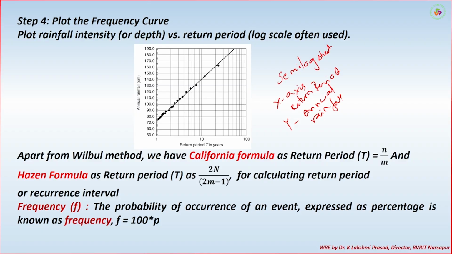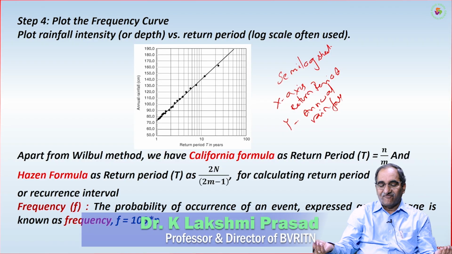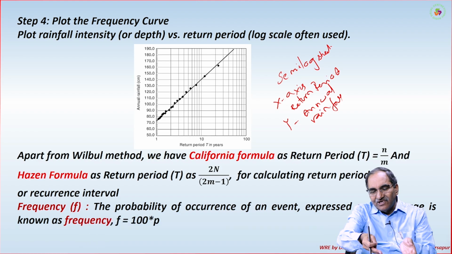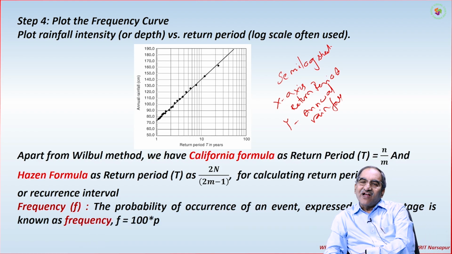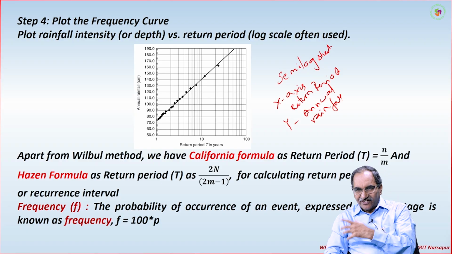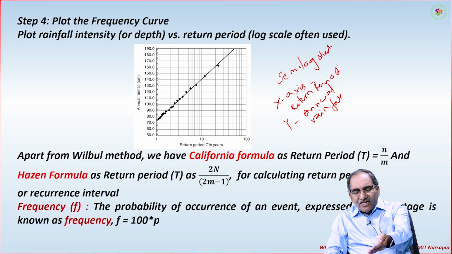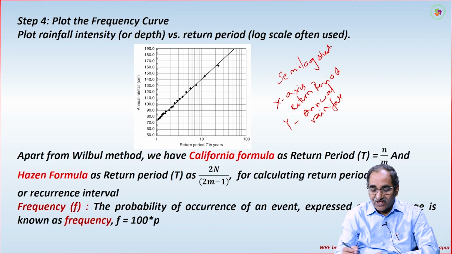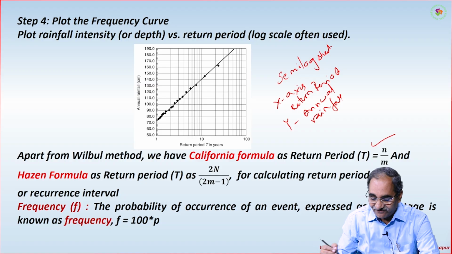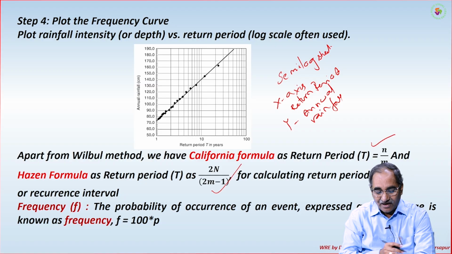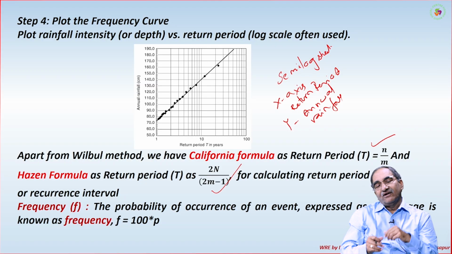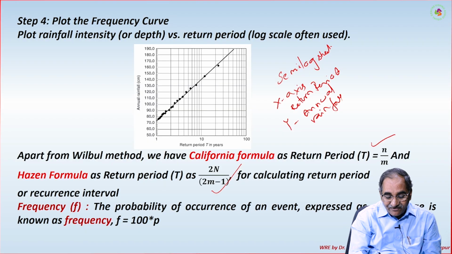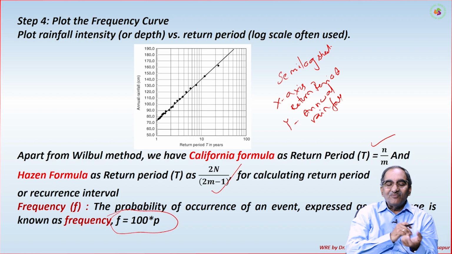Once you plot this for rainfall, you can get the return period straight away. With the data whatever is available, if somebody asks I want a 100 years return period, then according to this curve, you can straight away note the rainfall value for the 100 years return period. The other formulas, the California method and the Hazen formula, I have written here for your understanding. Once again, frequency is nothing but the probability. The frequency is expressed as 100 into probability.